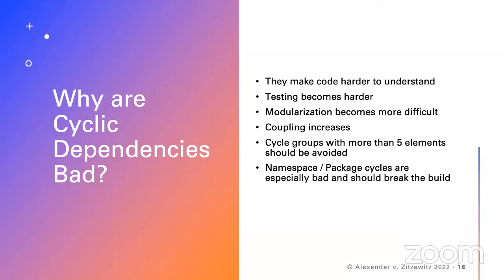Then another kind of cycle is even worse. I would say namespace or package cycles are even worse than compilation unit cycles, because they basically invalidate the package concept, which builds a hierarchy of packages and different parts of software. As soon as you get a package cycle, you can just as well give up using packages and put everything in one package.